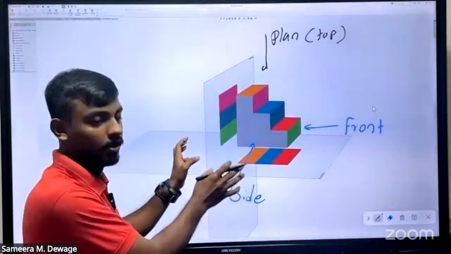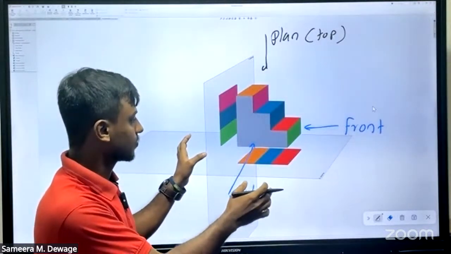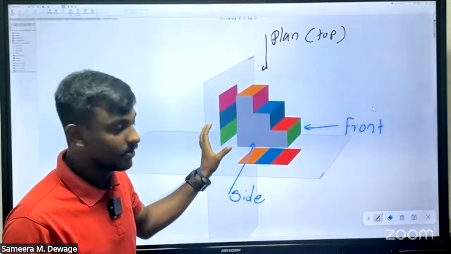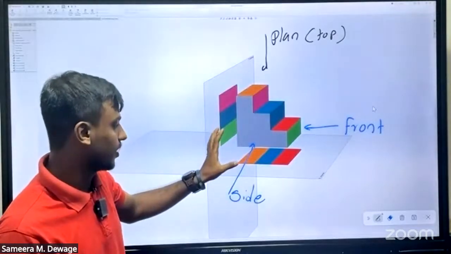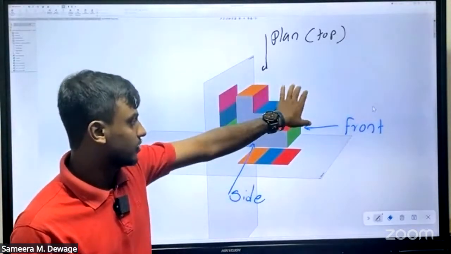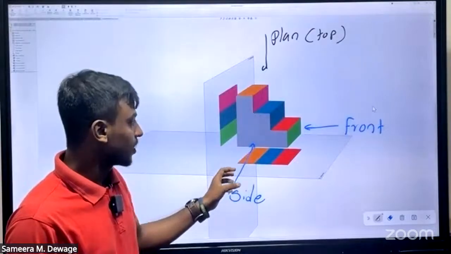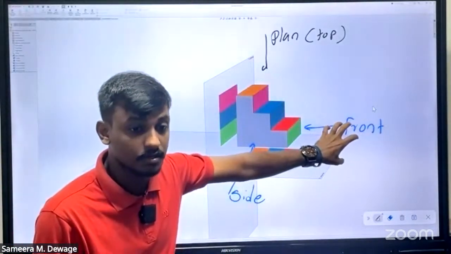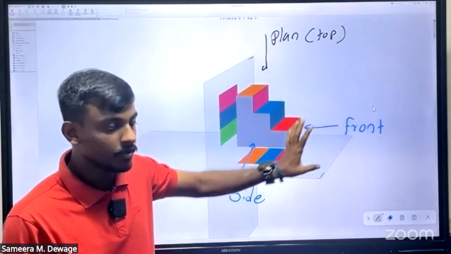This is our front side and this is our side. Sorry, left side. This is our left side. This object's left side. This side is right, and this is our front side. This object's front side. Okay, right.